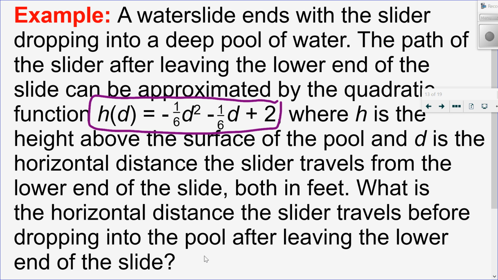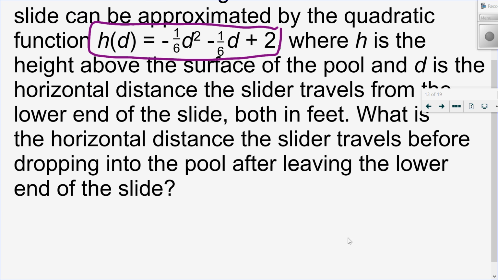Okay, I want to know what is the horizontal distance, so what is my d value? The slider travels before dropping into the pool after leaving the lower end. So when I drop into the pool, my height is 0, and I want to find my d value. So really, that's asking you to find the d-intercept of this function here. So I'm going to set my height equal to 0, and then I'm going to solve for d.